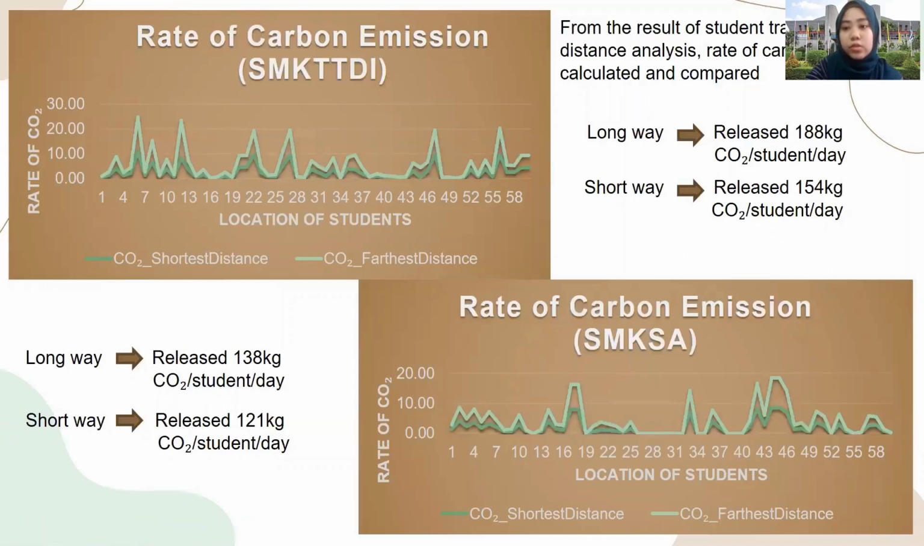And then from the result of the student transportation distance analysis, the rate of carbon emission is calculated and compared. If the students in SMKTTI use the long way, they release about 188 kilograms CO2 per student per day. But if they use the short way, they can reduce about 18% of it. For SMKSA, if they use the long way, they release about 138 kilograms CO2 per student per day. But if they use the short way, they can reduce about 12% of it.